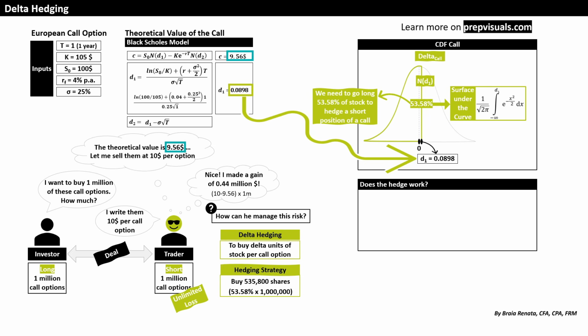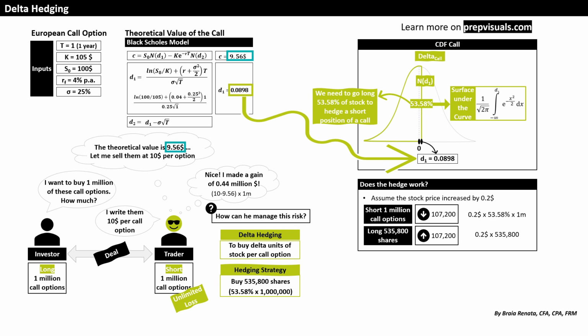And in order to test this, let's assume that the underlying stock price has increased by 20 cents. And if we run the calculation, the 1 million short call position would decrease in value by this much, while the long position in roughly 500,000 shares would increase by the same amount. And the math is right here on the screen. I will not go through every step, but feel free to check it if you want to see how it comes together.